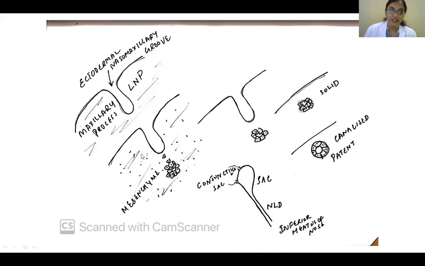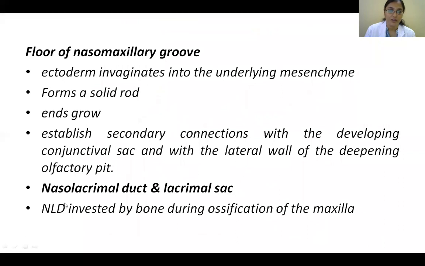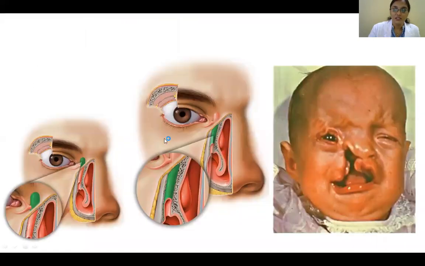So here again, the maxilla. This is the region. You can touch this bone here, to which your upper teeth are related. This is the maxilla. As the maxilla forms, it also encloses the nasolacrimal duct. So the nasolacrimal duct is invested by bone during ossification of the maxilla. Whatever bones have ossified from mesenchyme are called membranous bones or dermal bones. Again, in this image the green part shows you the lacrimal sac. The next picture shows the nasolacrimal duct opening into the lateral wall of the nose. Here you can see the canaliculi communicating with the conjunctival sac.